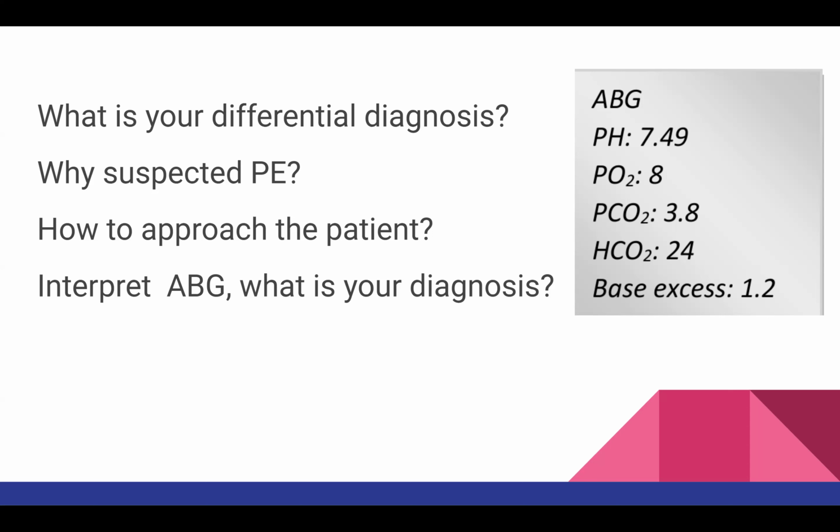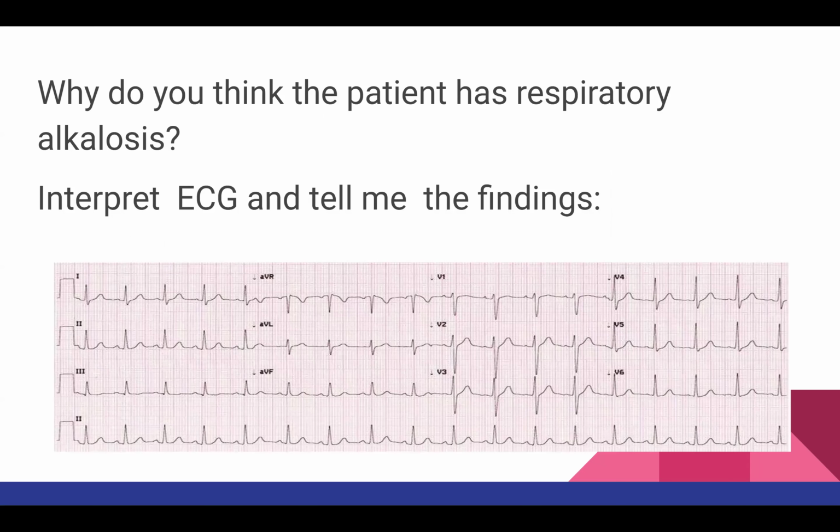Okay. So this ABG is provided. What will be your diagnosis on the basis of the values provided in this ABG? pH is 7.49, which is alkalosis. Then bicarbonate is normal, PCO2 is low. So it is a case of respiratory alkalosis. Okay. So why do you think the patient is having respiratory alkalosis? Due to hyperventilation, carbon dioxide washout occurs, leading to respiratory alkalosis.